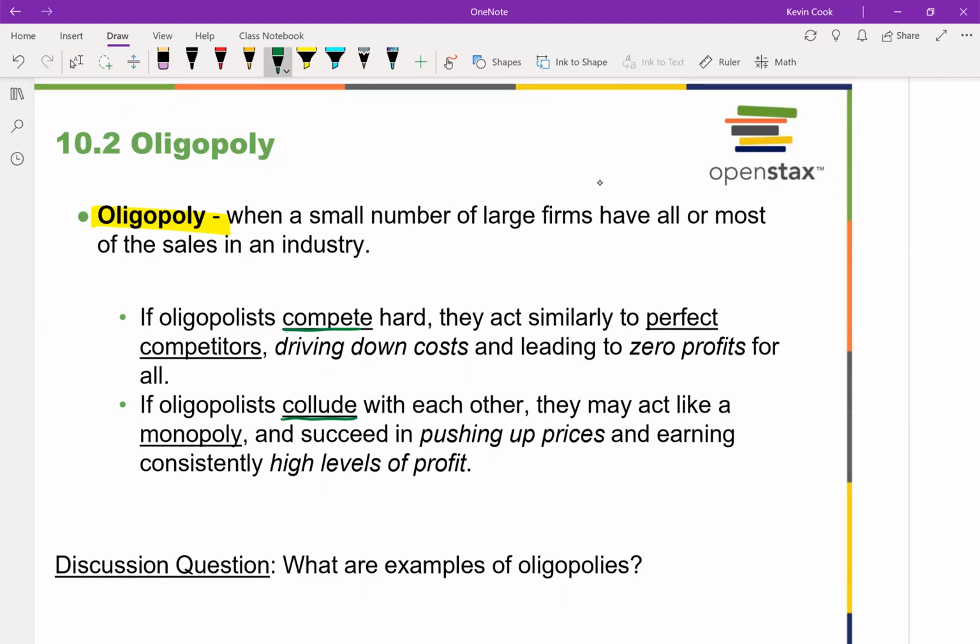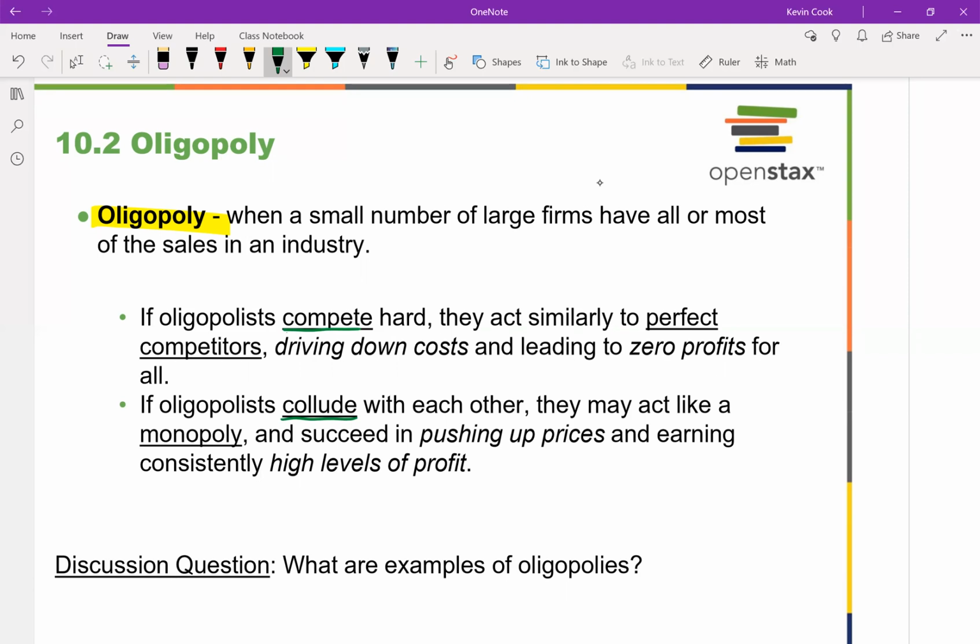So if they compete, they're going to have low prices. They're going to very much act like a perfect competitor. And as they compete, more and more firms will come in, and they'll keep going at it until they have that zero profit condition that we saw with the competitive market. Or it'll be closer to that than a monopolist.